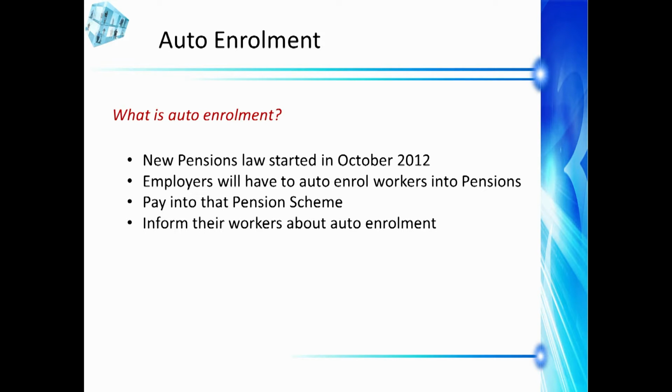By the time we got to April 2014, it was for companies that had between 160 and 249 employees. And by the time we get to April 2015, it will be for companies that had between 50 and 53 employees. So you can see as time goes by, more and more companies will be auto-enrolling their workers into pension schemes. Basically, employers are legally obliged to enrol certain workers into something called qualifying pension schemes.